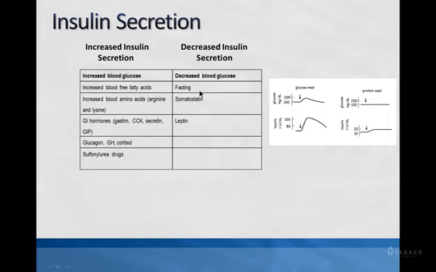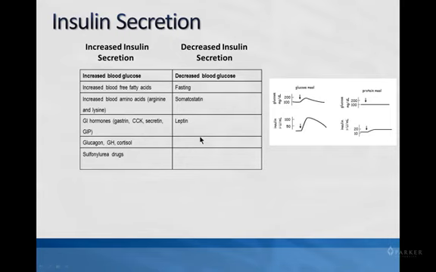Fasting. When you're fasting, you haven't eaten, you aren't going to want to be building things up. If anything, you're going to probably want to be breaking things down. Your blood sugar levels may not be up there. We want to maintain blood sugar levels, keep them at an adequate level, so you don't want a lot of insulin around because that would decrease blood glucose too much. So fasting would decrease insulin.